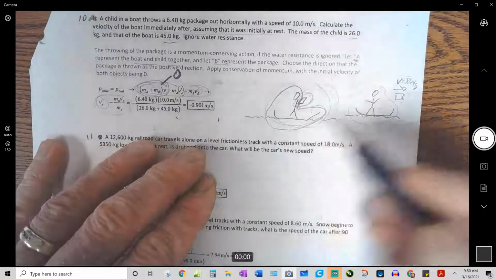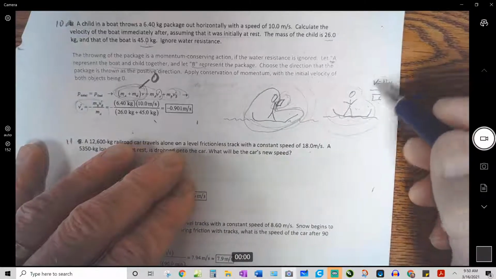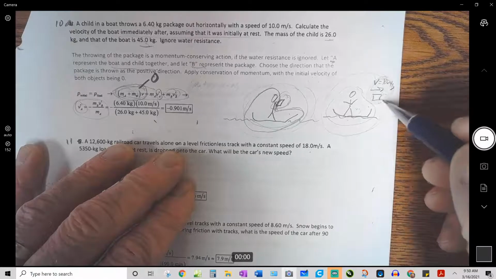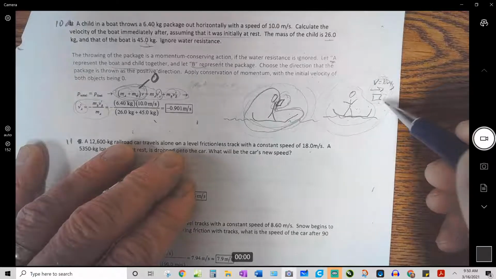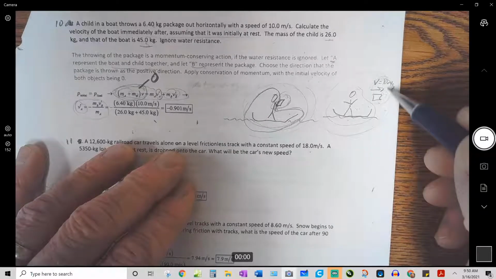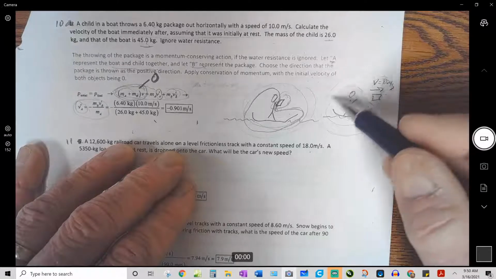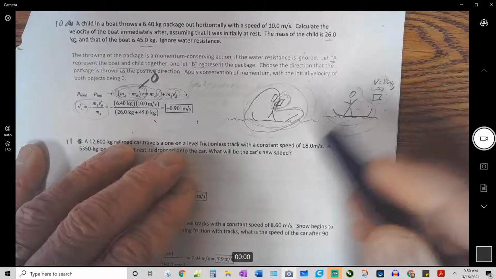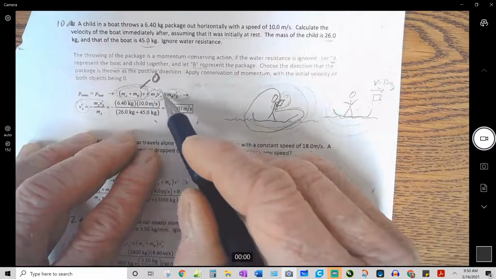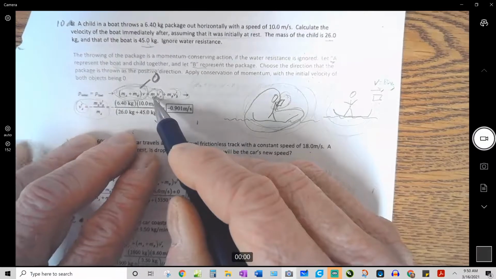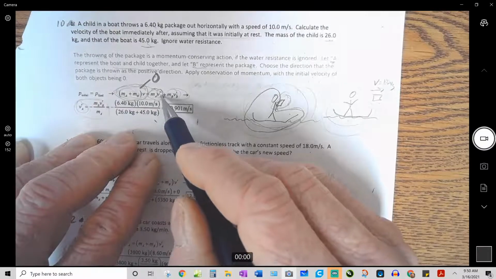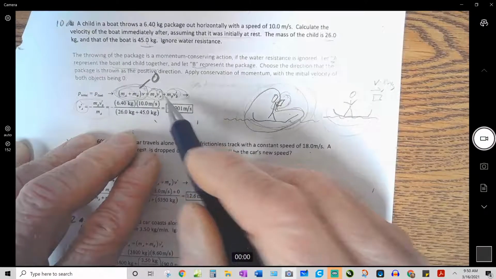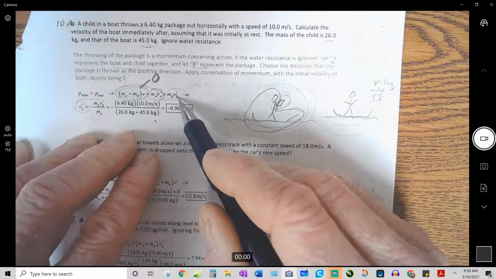So then in the after, now we've got the package, which is represented by B. It's got a positive velocity, and then the person in the boat, represented by A, they're going to have a negative velocity. So this is the momentum of the boat and the person. It's the total mass times their velocity plus the momentum of the package, which is its mass times velocity.